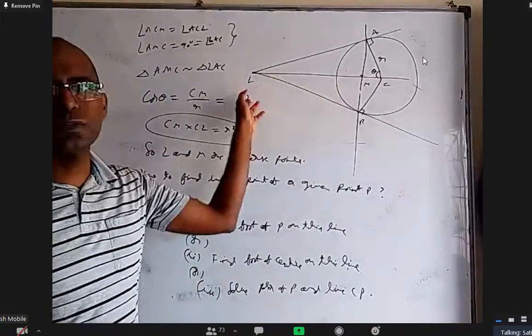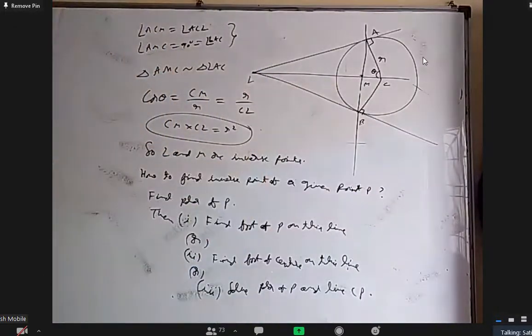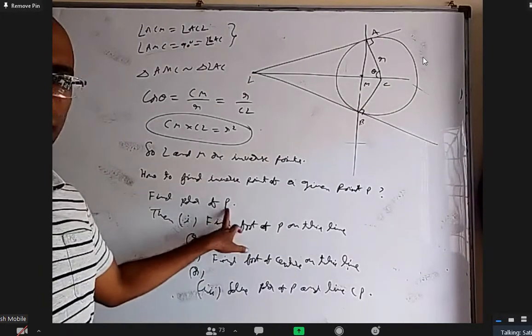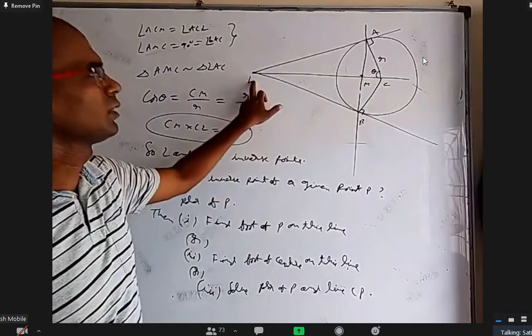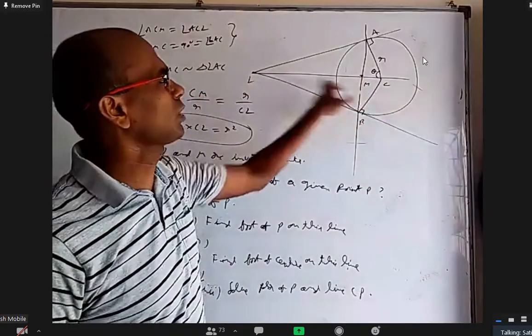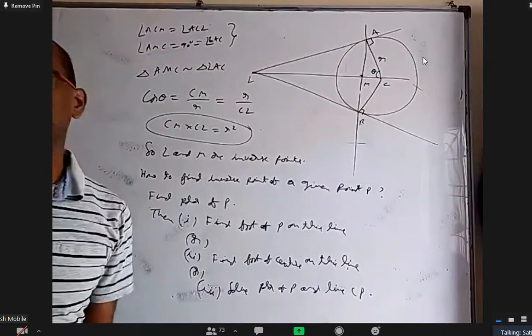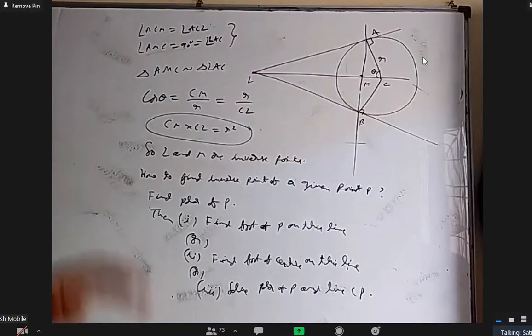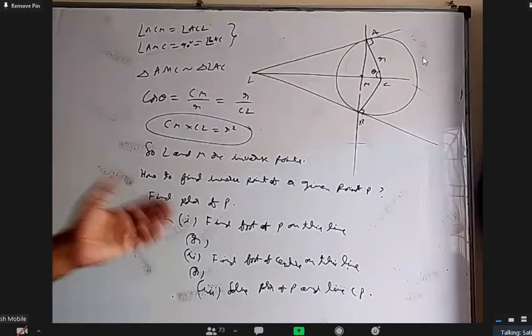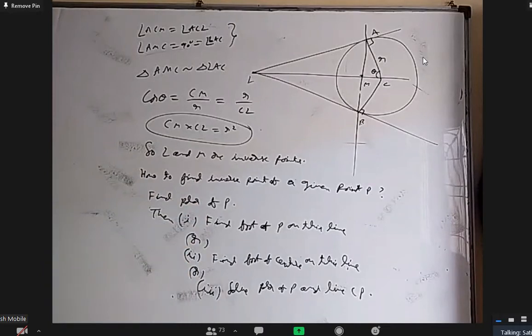Instead of L and M, you can use P and Q here also. So find the polar of the given point, then find foot of P or foot of C, or solve this line and this line. You will get the inverse point. So the definition is something else, but how we find inverse point, the process is something else, because of this property here.